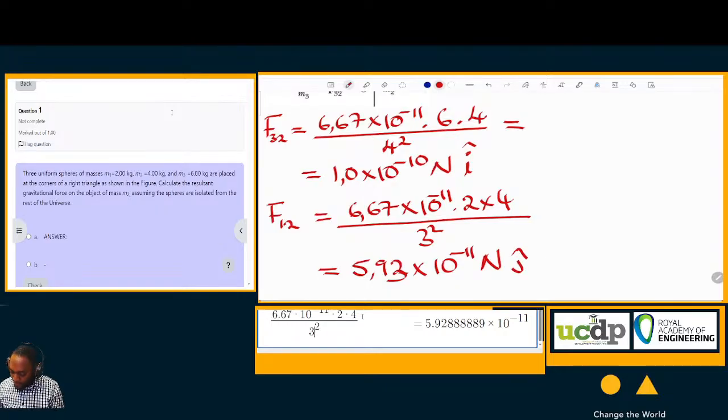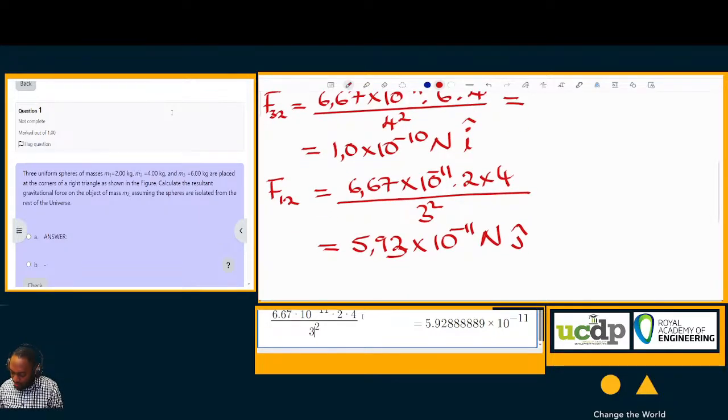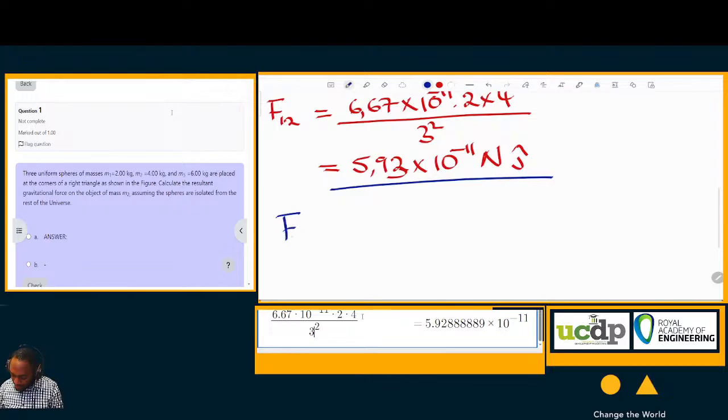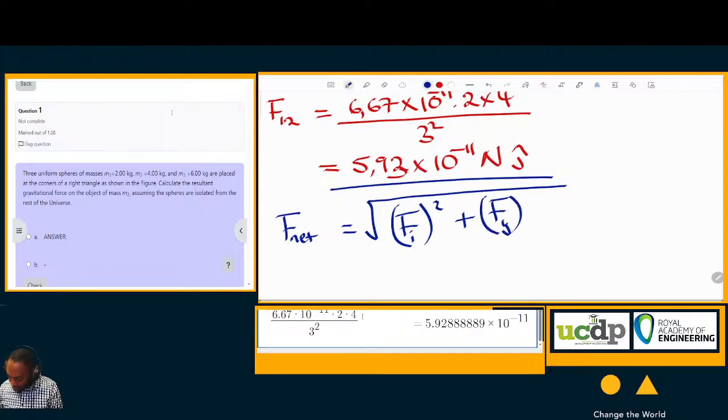You can give your answers in this form, where you're simply adding the two vectors with their vector directions, or you can choose to find the magnitude. If you are to find the magnitude, you can calculate your F net as the square root of F in the I direction all squared plus F in the Y direction all squared. Therefore, you get your resultant.